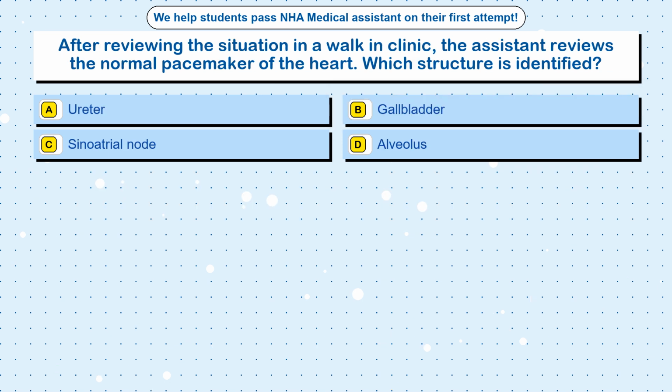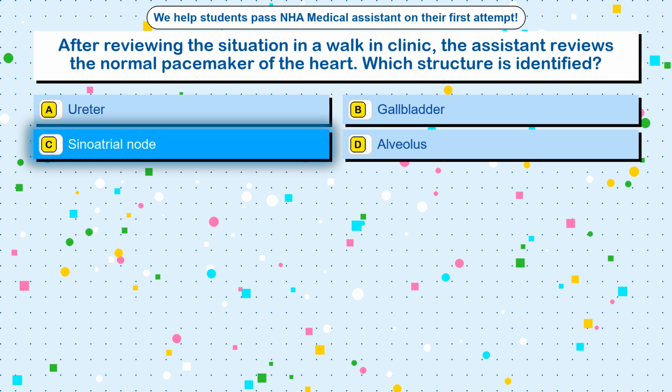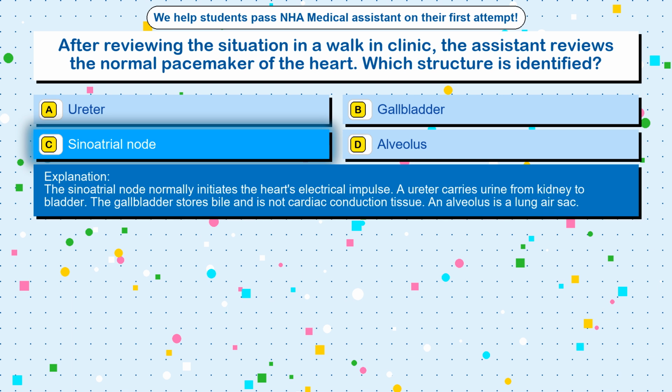Question 76. After reviewing the situation in a walk-in clinic, the assistant reviews the normal pacemaker of the heart. Which structure is identified? Option A. Ureter. Option B. Gallbladder. Option C. Sinoatrial node. Option D. Alveolus. The correct answer is option C. Sinoatrial node. The sinoatrial node normally initiates the heart's electrical impulse.